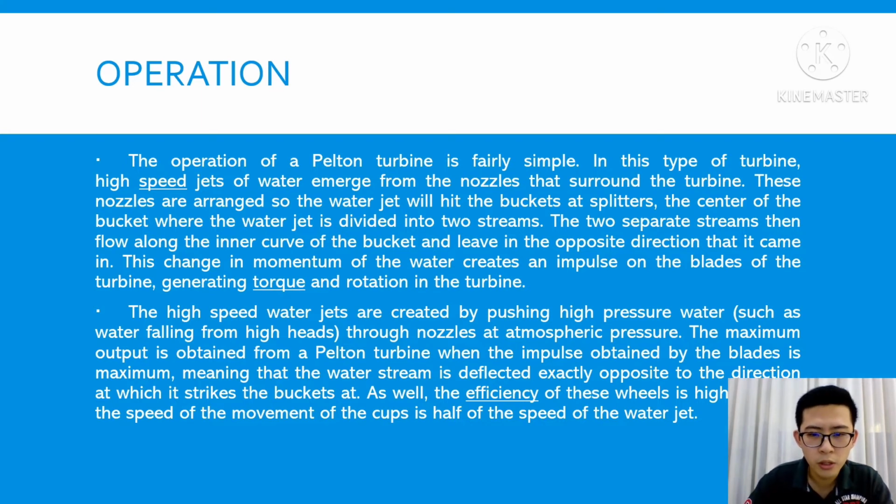The high-speed water jets are created by pushing high-pressure water through a nozzle at atmospheric pressure. The maximum output is obtained from a Pelton turbine when the impulse obtained by the blades is maximum, which means that the water stream is deflected exactly opposite to the direction at which it struck the bucket. The efficiency of this wheel is high as the speed of the movement of the cups is half of the speed of the water jet.